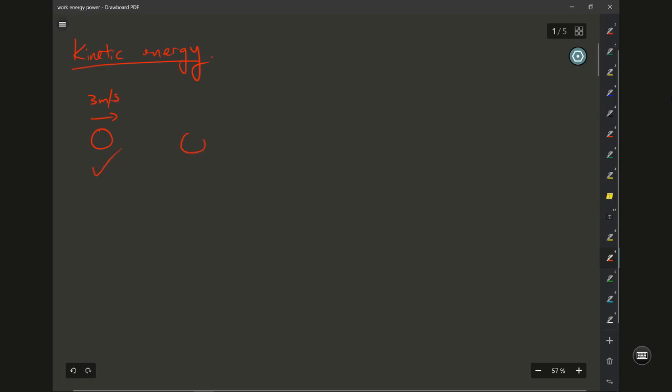You look at another object, it's neither moving left nor right. It's stationary at this point. Does it have KE? No. So the idea of KE is given by whether something is moving or not. This is so because the equation is governed by half mv squared, where m is the mass and v is the speed or velocity of the object.